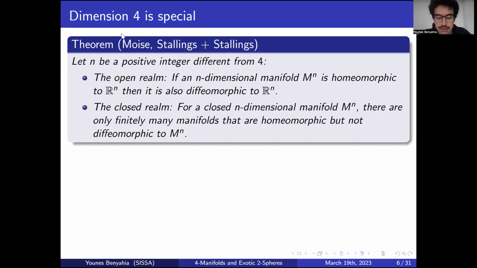And for the closed manifolds, we have that for any dimension different from 4, there are only finitely many manifolds that are homeomorphic, but not diffeomorphic to Mn. So there are finitely many smooth structures. And these two theorems were by Moise and Stallings, and the second one was by Stallings. Right?